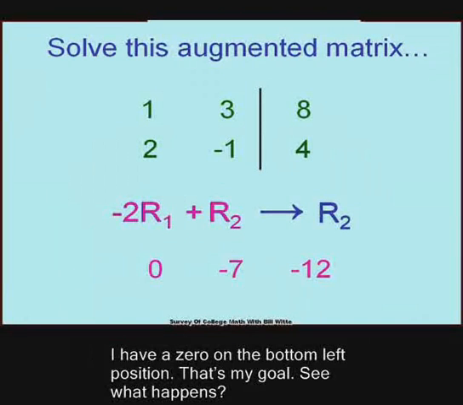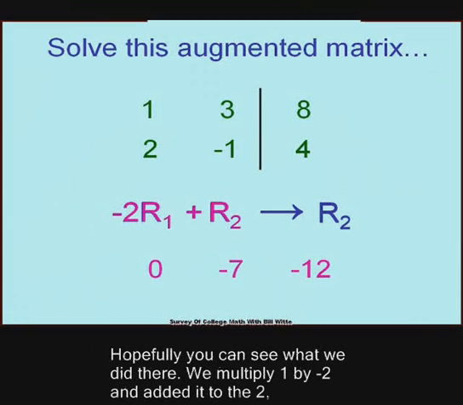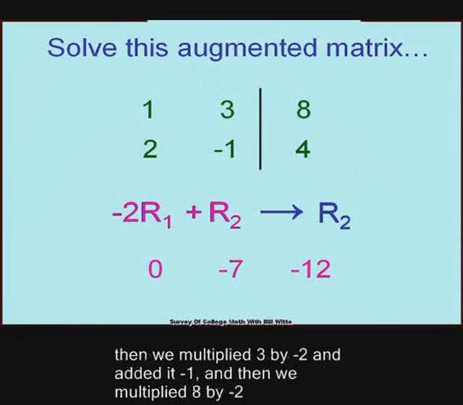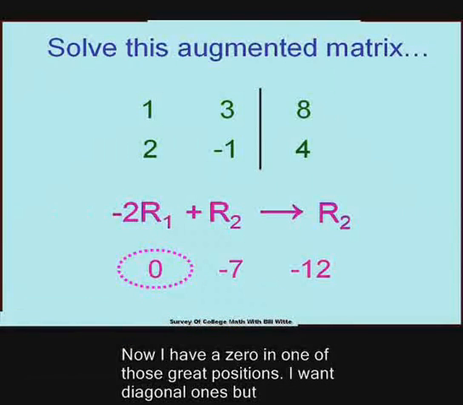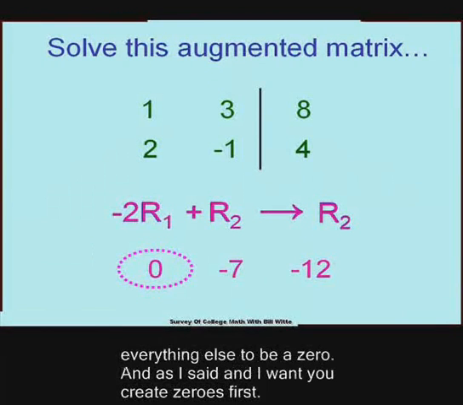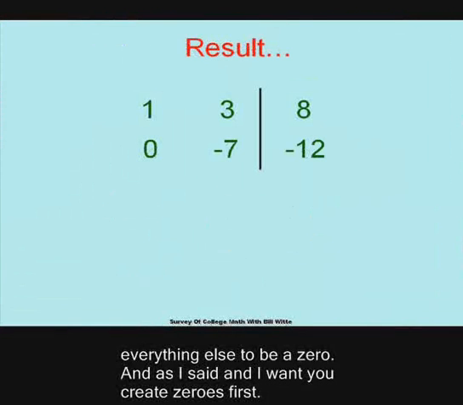See if you can see what we did there. We multiplied 1 by -2 and added it to 2. We multiplied 3 by -2 and added it to -1. And then we multiplied 8 by -2 and added it to 4. And that was my answer. And I'm going to replace row 2 with that. See the advantage of that? Now I have a 0 in one of those great positions where I want a 0. I want diagonal ones, but I want everything else to be a 0. And as I said, I want you to create zeros first.